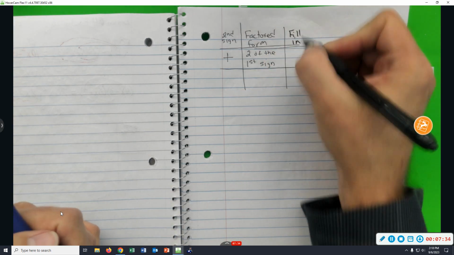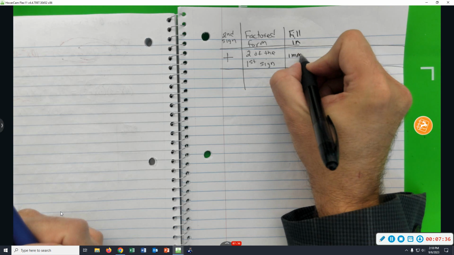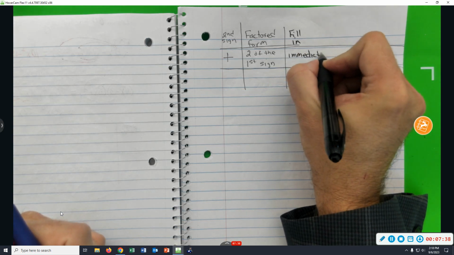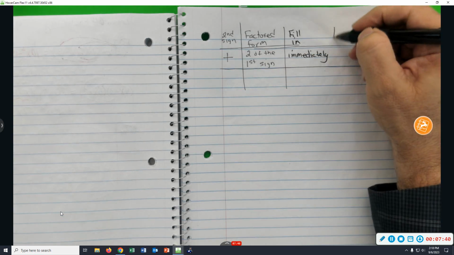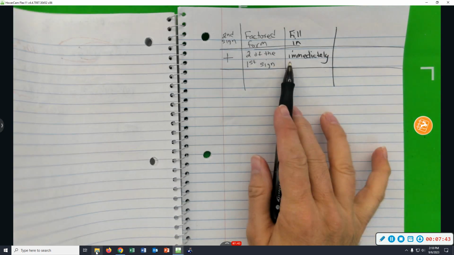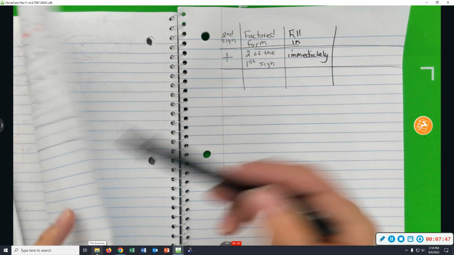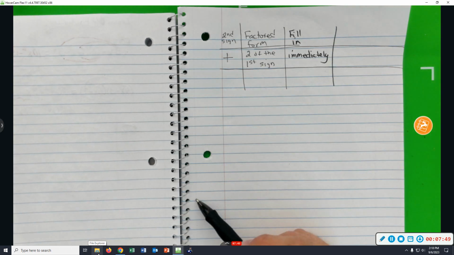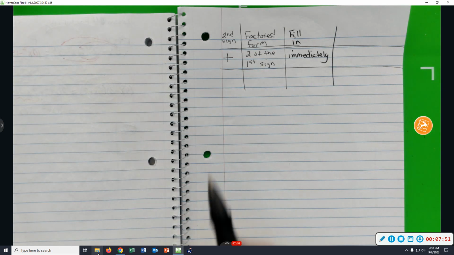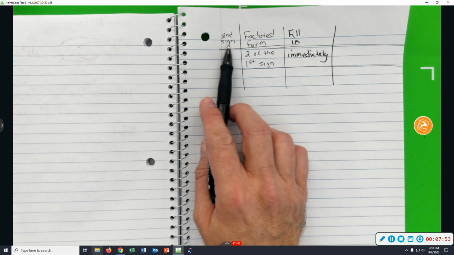I will fill those signs in immediately. Why? Well, I know that the first sign, the factored form has 2 of the first sign. So minus minus from there. Now, what about if the second sign is negative?